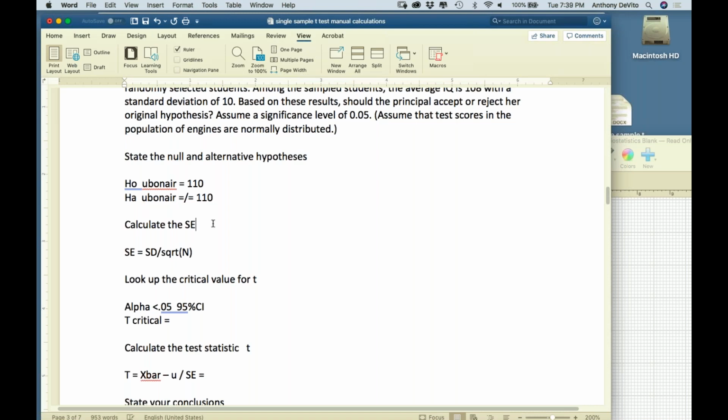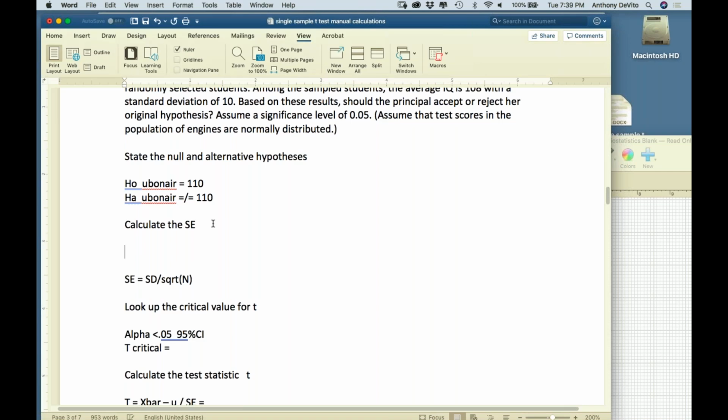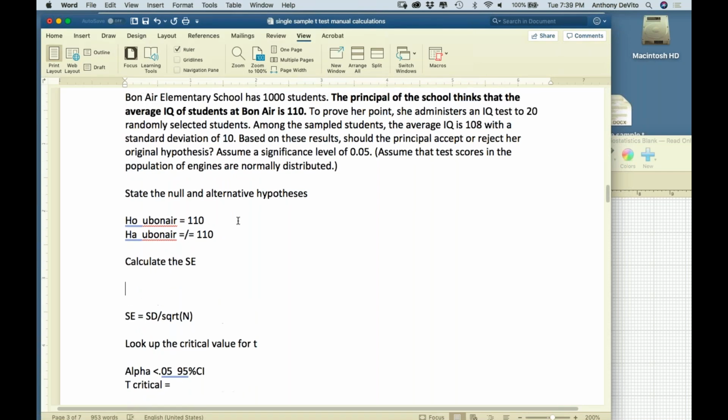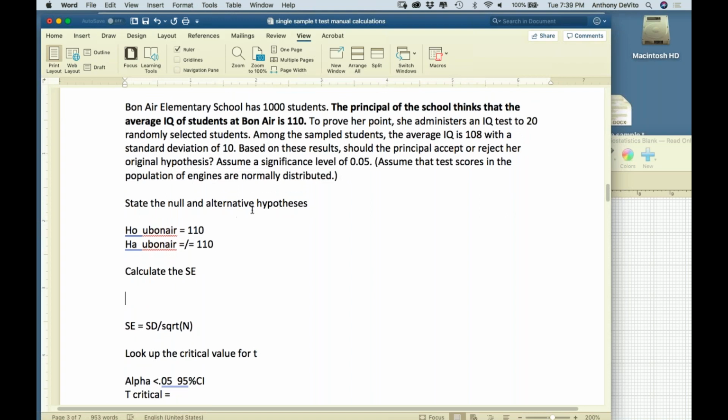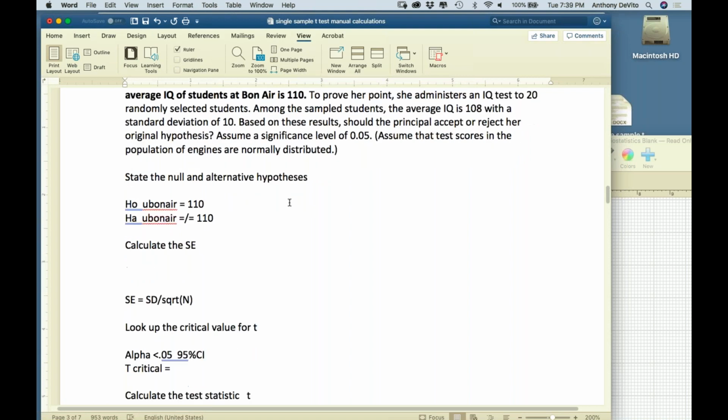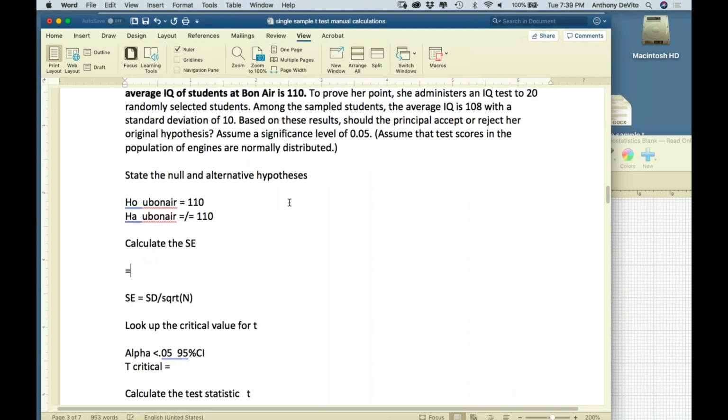Okay, so I'm thinking you guys probably calculated standard error by now. So I'm going to do that now. It's going to be equal to, okay, what's it going to be equal to? Well, I don't know the population standard deviation, but the standard deviation for the sample is 10. So it's equal to 10 divided by the square root of the sample size. Sample size is 20.